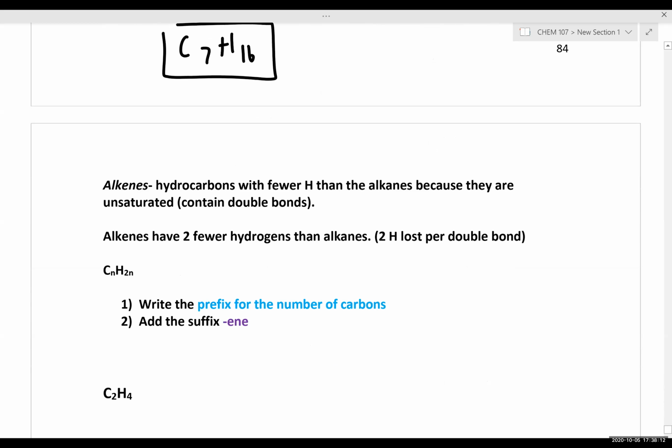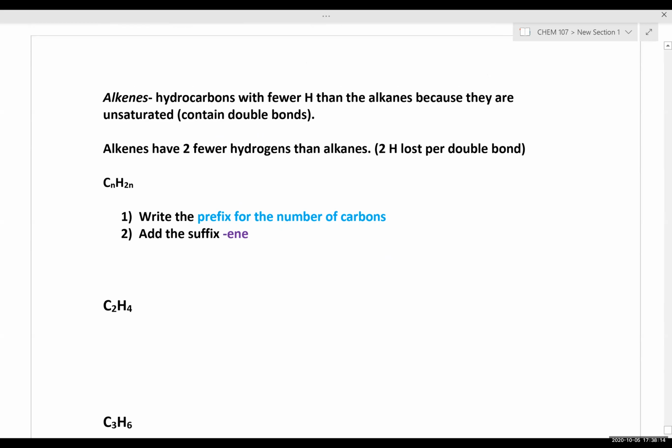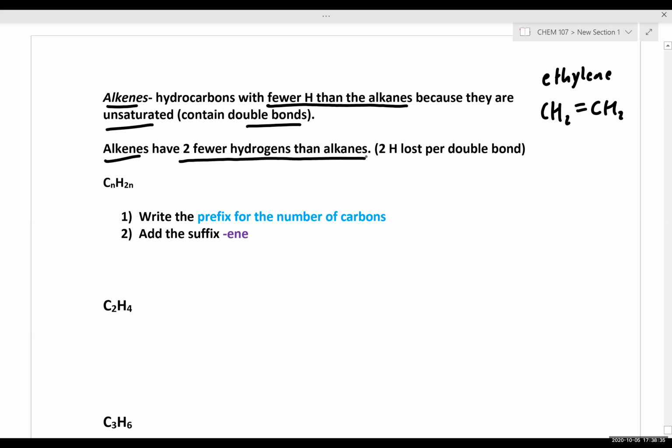Now let's look at our next variant. These are known as alkenes. These are hydrocarbons with fewer hydrogens than alkanes because they are unsaturated. They contain double bonds. A common example of this would be ethylene. Alkenes have 2 fewer hydrogens than alkanes. We lose 2 hydrogens per double bond. So an alkene has a formula of CnH2n.